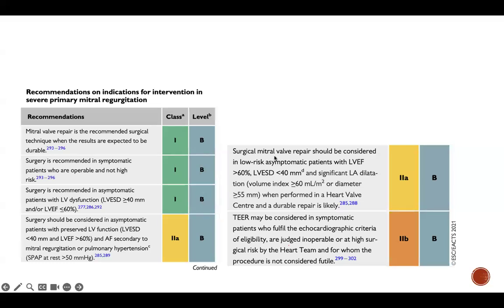The next point is surgical mitral valve repair should be considered in a low-risk asymptomatic patient with ejection fraction more than 60 and systolic dimension less than 40 and significant left atrial dilatation, with an index more than 60 ml per meter square or diameter more than 55 millimeter, when performed in a heart valve center and durable repair is likely. So this is saying that it should be an expert center with a high likelihood of success.